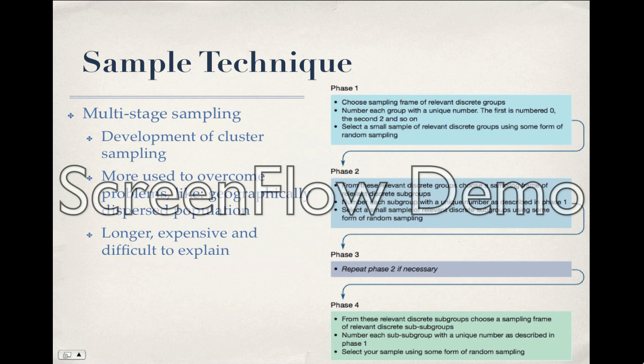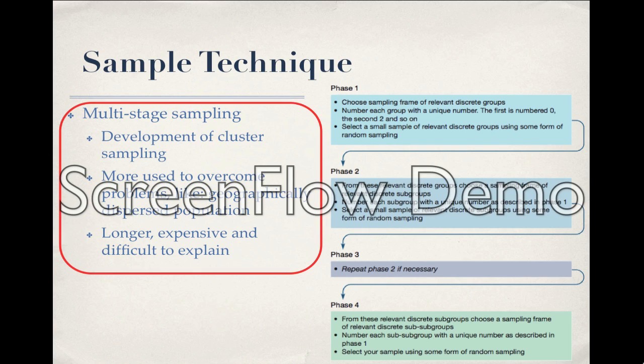Multi-stage sampling is the development of the cluster sample. It's more used to overcome problems like a geographically dispersed population. It's longer, expensive, and difficult to explain. As you can see in the figure here, it has different phases, and for each phase you have to do the sampling.